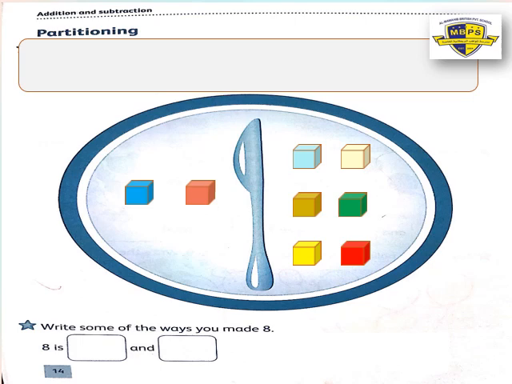You made 8. How did we make the 8? By partitioning number 8 into 2 groups. 2 and 6 make 8. Very good. And the first one was 1 and 7 make 8. Excellent, KG1.